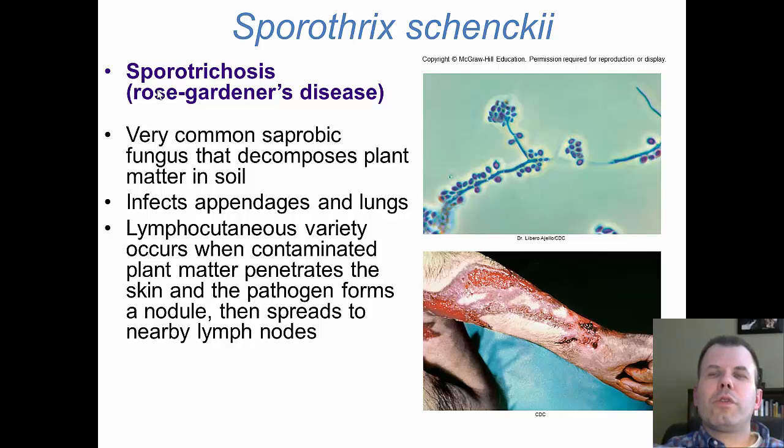Okay, one of the most common types is the Sporothrix. This is known as the rose gardener's disease. And again, you can see here are the spores. The spores enter, again, through damaged tissue. It's a very common saprobe of decomposing plant matter in soil. So this is called the rose gardener's disease.